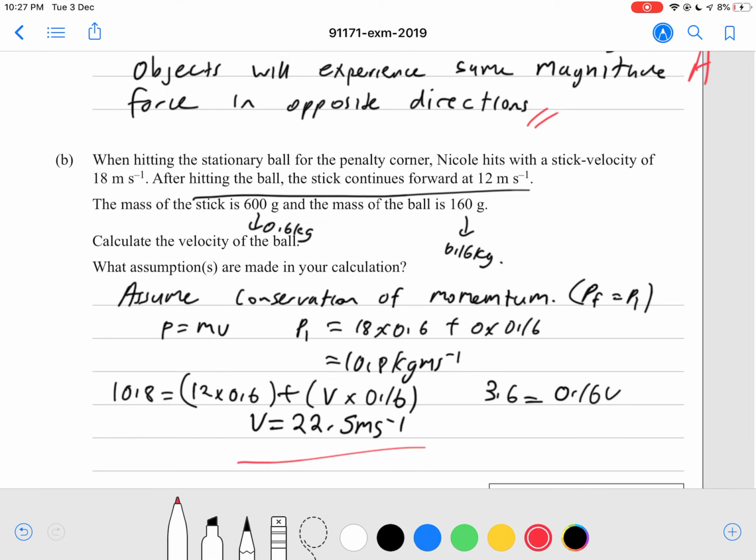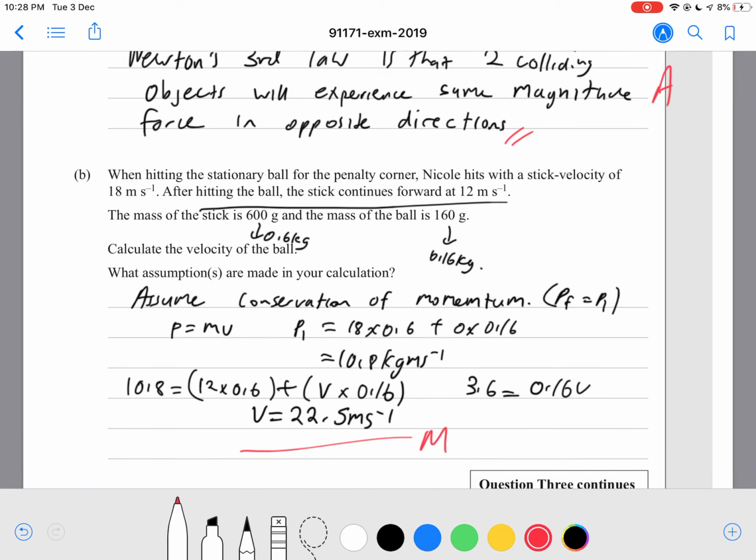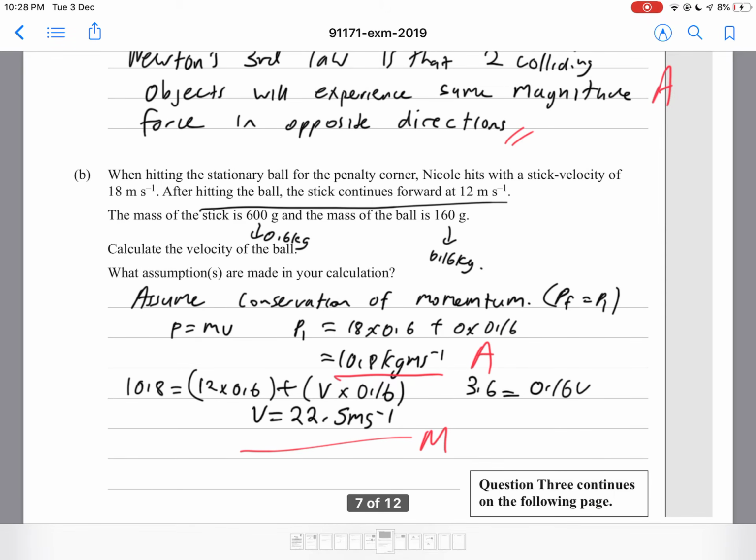And that should be your final answer for this question, which should get you a merit grade. In terms of an achieved grade, if you find the initial momentum, that should be enough for an achieved.